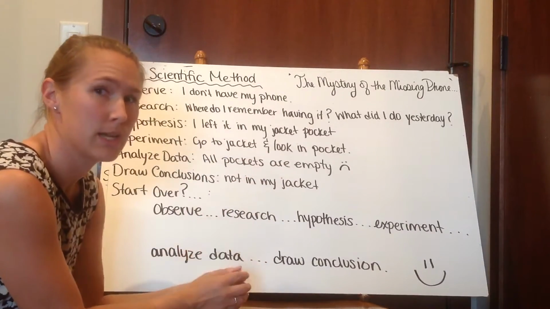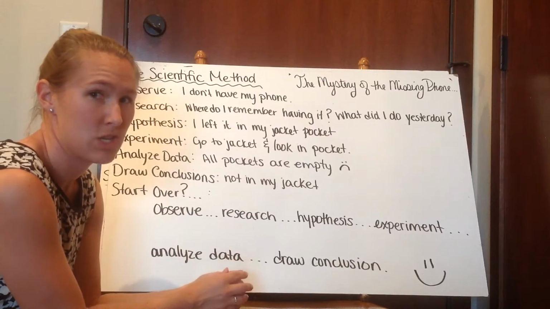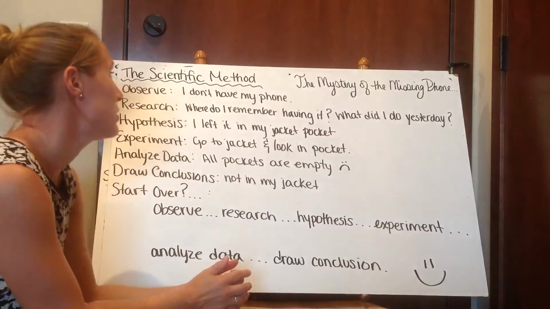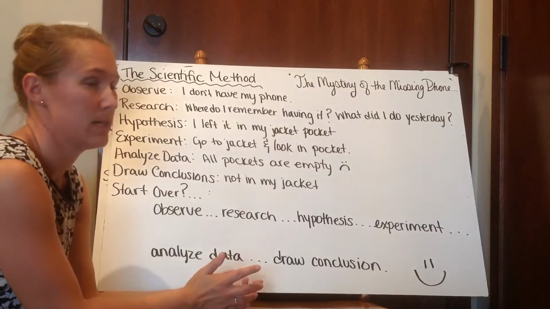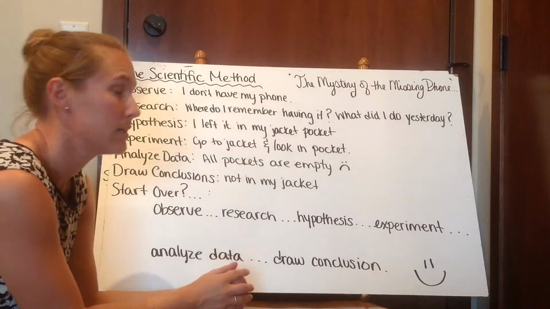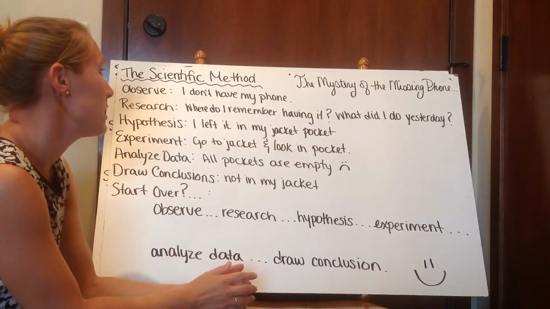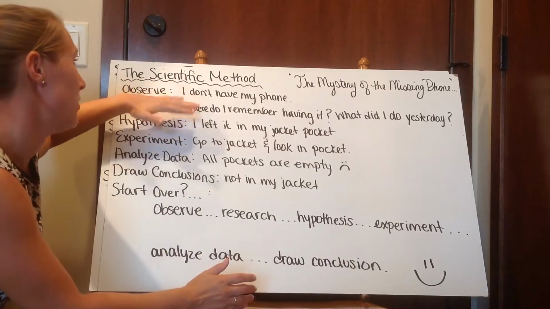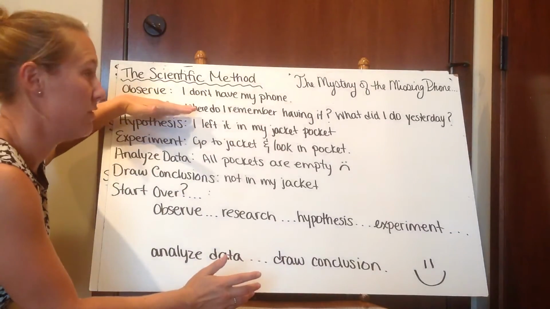You thought you stuck it next to your bed to charge at night just like you always do, but it was gone. So you start to think, where was it? Where can I find it? Where is it? Okay? So the first thing you do is you observe: I don't have my phone. That's the first step. You make an observation.